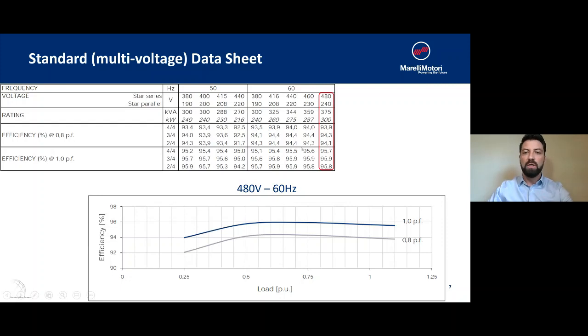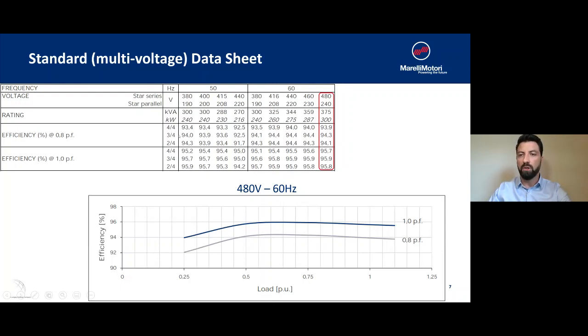The next pages of this datasheet are the curves and the graphs based on the first page we just saw. Let's see an example. This efficiency curve refers to this 480 volt, 60 Hertz request. At 480 volt, 60 Hz, this generator delivers 300 kW. When the generator is loaded at 300 kW, or the 4/4 of the load, which is the full load, it has an efficiency of 93.9%.